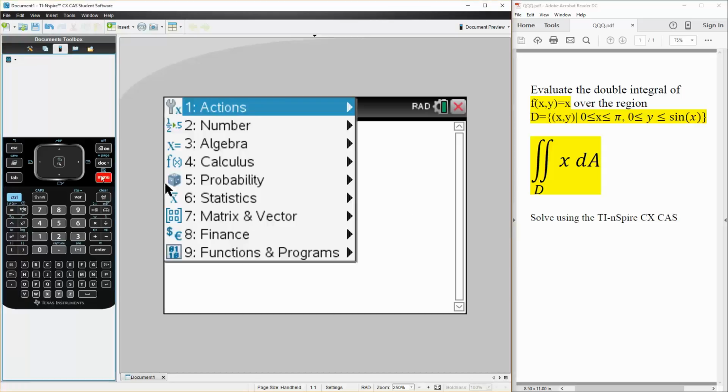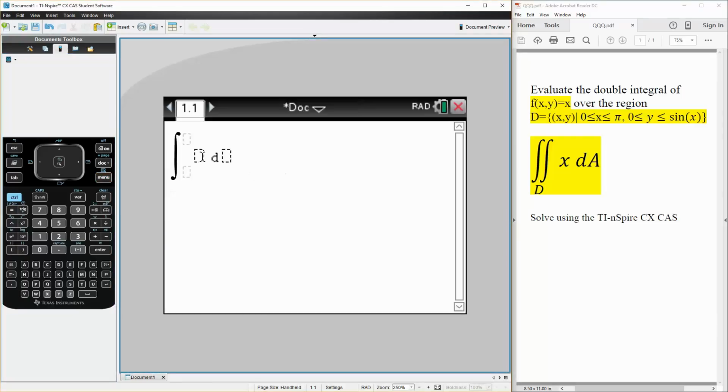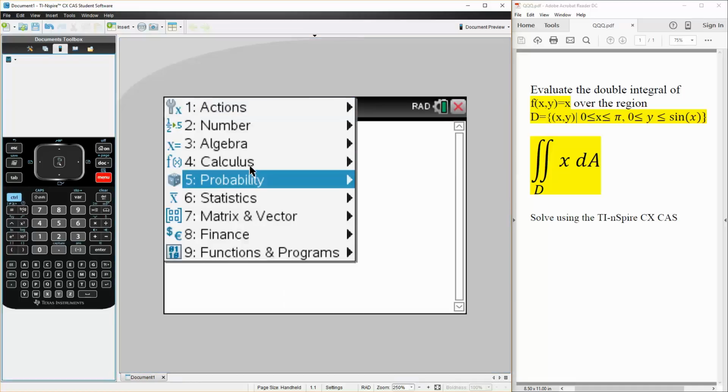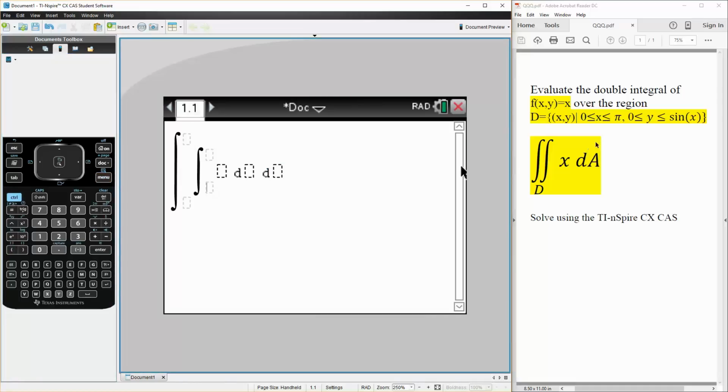So let's get started. We hit menu, calculus, integral. It's a double integral, so menu, calculus, integral. Now the thing about x, we know it's between 0 and pi, and y is between 0 and sine x. So instead of saying dA, we can say dy dx, like this. And based on this, dx would correspond to this integral. So we can say 0 and pi, like this. And our y term would be 0 and sine x.